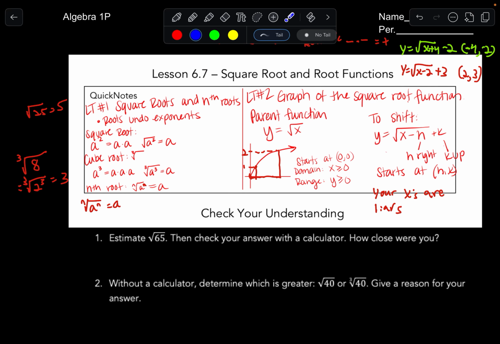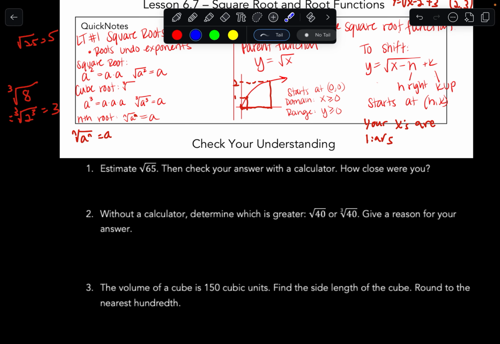The first question is just to basically estimate without a calculator what the square root of 65 is. Well, the square root of 65 is not a perfect square, so it's going to be some decimal that's probably going to be pretty ugly looking, but can we get an estimate about how big you should expect it to be?